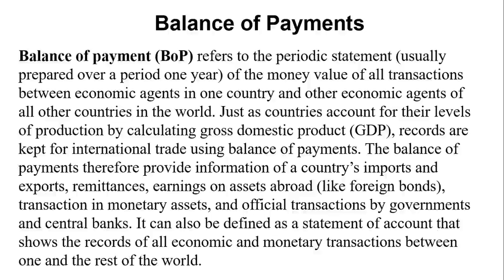So it is a financial statement showing the money values of all transactions between people within this country and people in other countries. Just as countries account for their levels of production by calculating gross domestic product, records are kept for international trade using balance of payment. Balance of payment therefore provides information on a country's imports and exports, remittances, earnings on assets abroad like foreign bonds, transactions in monetary assets, and official transactions by governments and central banks. It can also be defined as a statement of account that shows the records of all economic and monetary transactions between one country and the rest of the world.